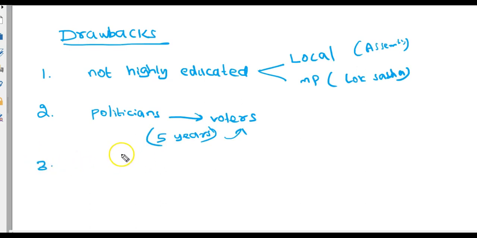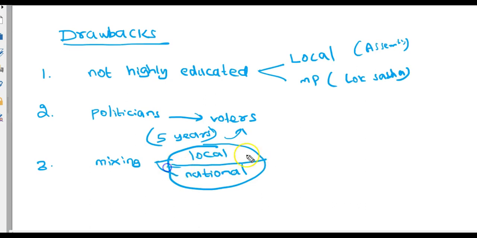And the third point is that if elections to the Lok Sabha and state legislative assemblies are held separately, we can avoid mixing of local issues and national issues in the minds of voters. So voters should not get confused whether it's a local issue or a national issue. If elections are held separately, voters will vote in the assembly elections based on local interest. And if elections are held separately to the Lok Sabha, voters mostly vote on national interest.